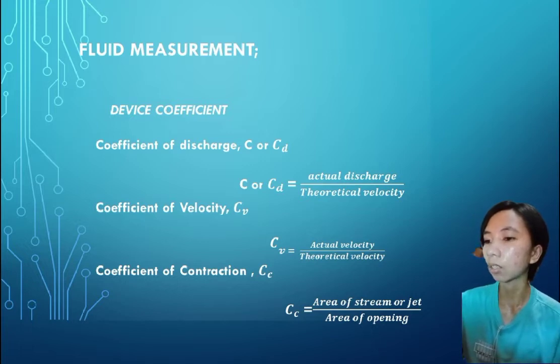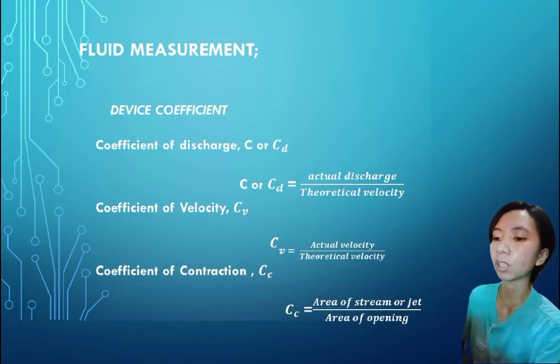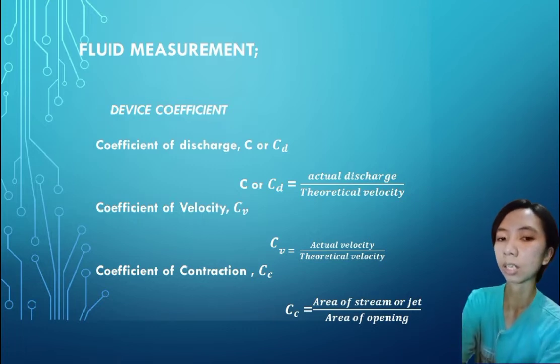Then the second coefficient is the coefficient of velocity, C sub V, which equals actual velocity over theoretical velocity. And the last one is the coefficient of contraction, or C sub C, which equals the area of the stream or jet over the area of the opening.